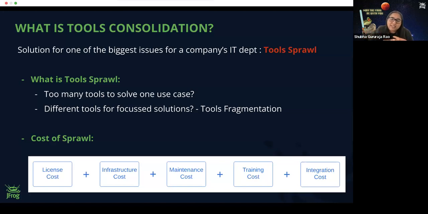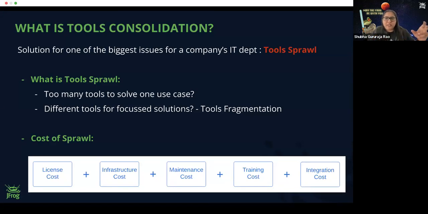The one thing that many of us miss out on is actually the training cost, which is heavy, because every time you bring in a tool, it's not like everybody in the organization is aware of the tool, right? So now you are spending more resources on training these folks to make sure they're using these tools in the most optimal way. And coming to the last point, the integration cost.